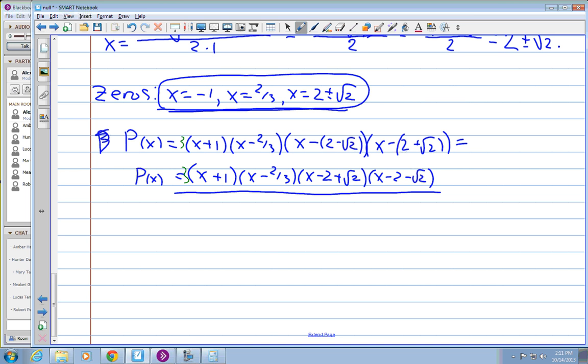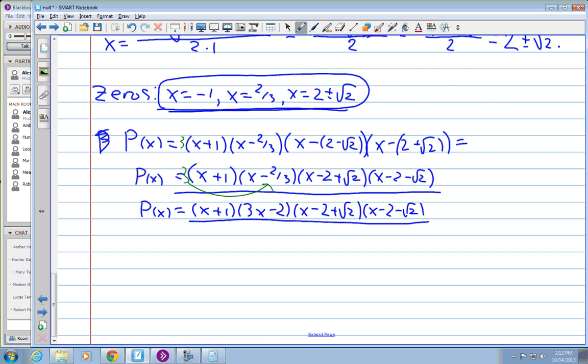Okay? And if I multiply 3 through, let's say, this parenthesis, that's how we were doing it earlier, getting rid of the fractions, I'll get x plus 1, 3x minus 2, x minus 2 plus square root of 2, x minus 2 minus square root of 2. So this is identically equal to our original problem. This way you get 3x to the 4th as your leading term. Otherwise, you just get x to the 4th. But you still get the same zeros. See, that multiple doesn't affect the zeros.